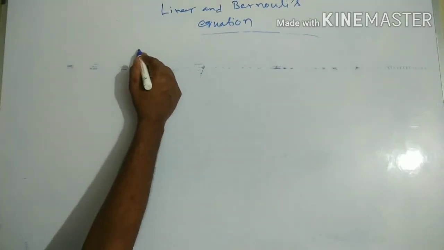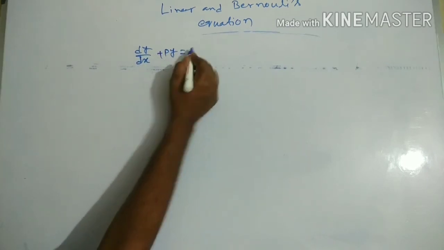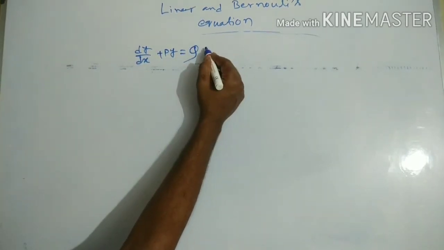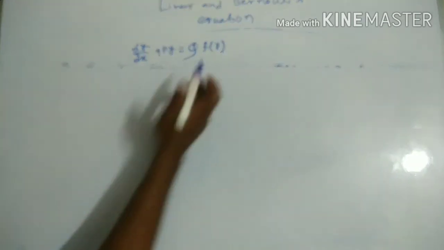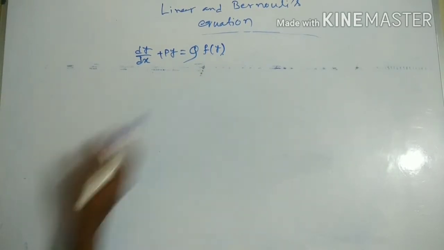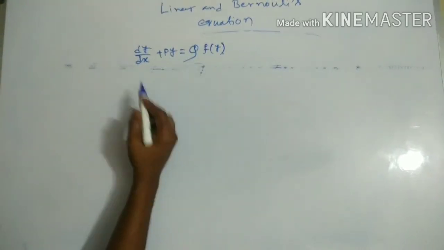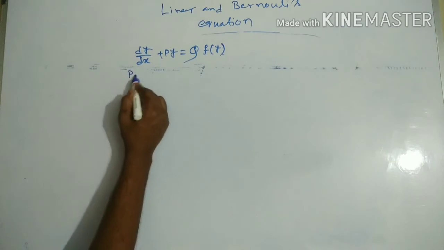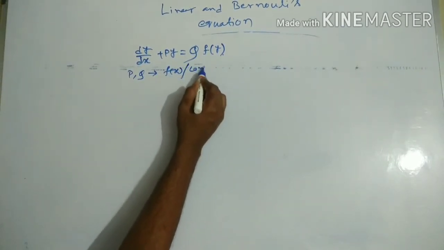The general form of Bernoulli's equation is dy/dx + Py = Q times a function of y. This is the extra part which was not in the general form of the linear equation. Q is multiplied with some function of y. P and Q are both functions of x or constant.